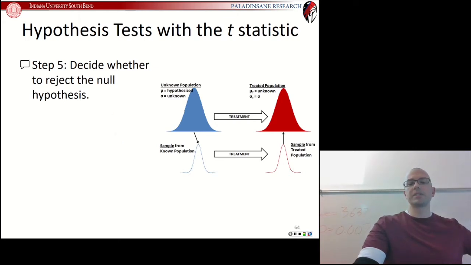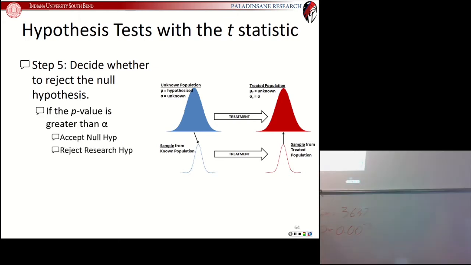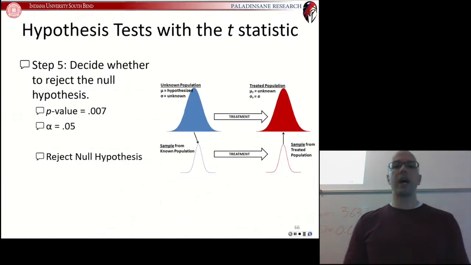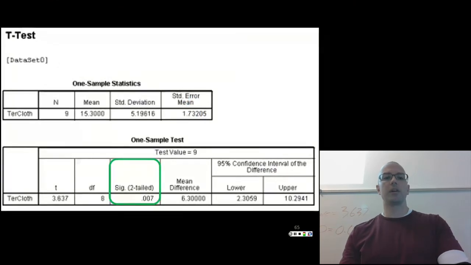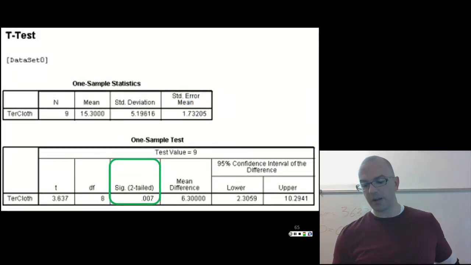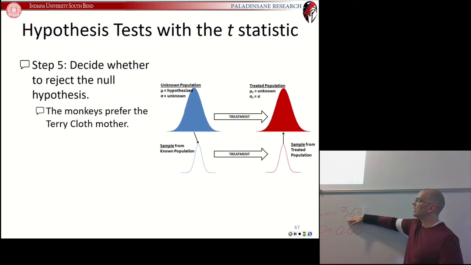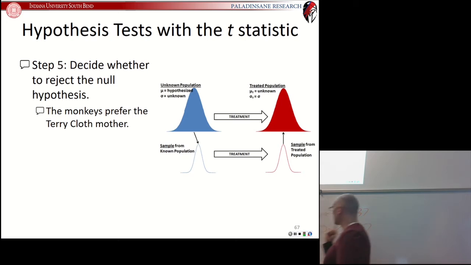If it was the other way around, we would accept the null hypothesis and reject the research hypothesis. As it stands, our p-value is less than our alpha. This is where we find our p-value right there. We reject the null hypothesis, and we conclude that the monkeys actually do prefer the terry cloth mother. If you want to double check this, and I encourage you to give it a shot, take this t-score that SPSS has found, look up our critical scores, and you should come to the same conclusion.